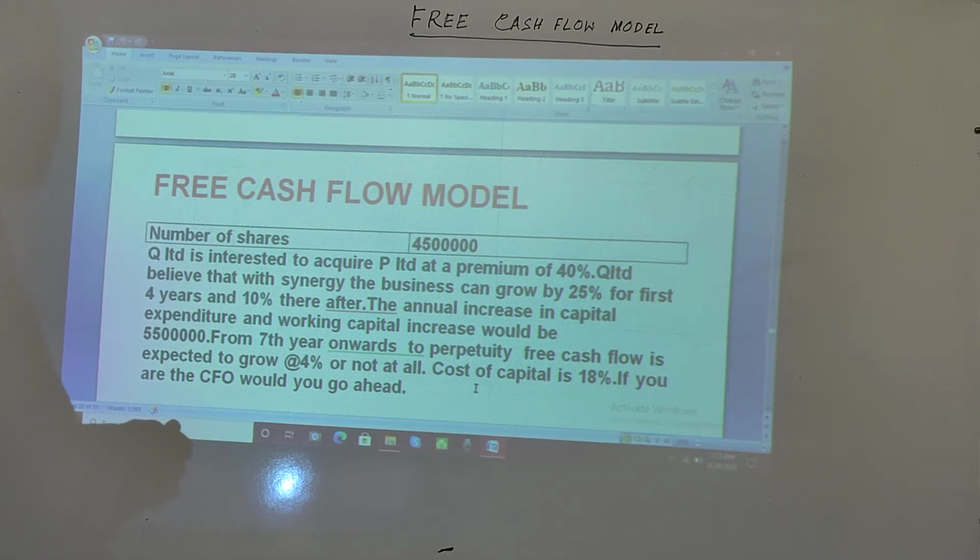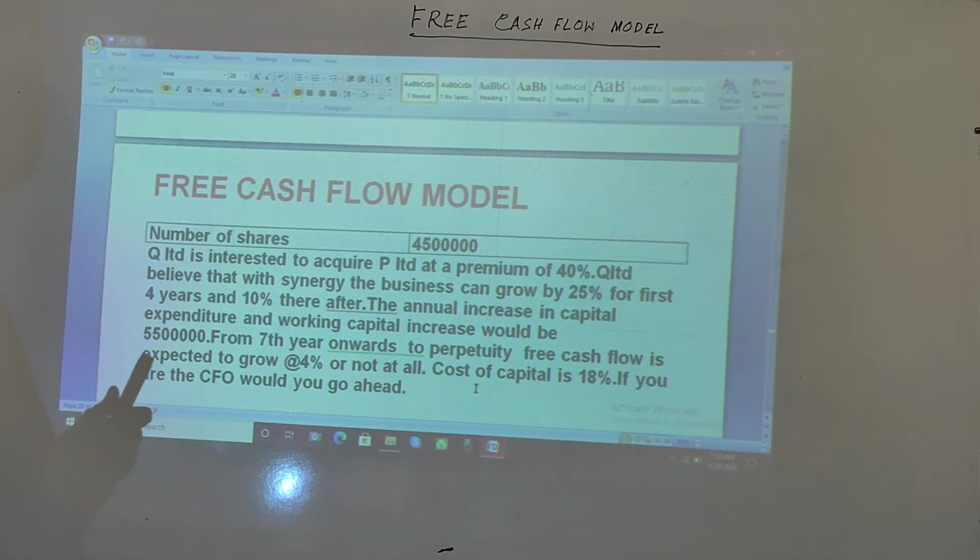For 4 years, that is a 25% growth. For the next 2 years, there is a 10% growth, and for the remaining years, it will be either 4% or zero growth. So we have got two alternatives after 6 years, that is either 4% growth or zero growth. And cost of capital is 18%.